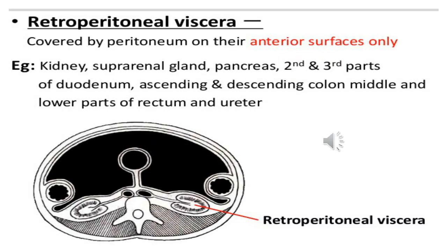In the case of retroperitoneal viscera, the peritoneum covers the anterior surface of the organ. Examples: kidney, suprarenal gland, pancreas, second and third parts of duodenum, ascending and descending colon, middle and lower parts of rectum and ureter.